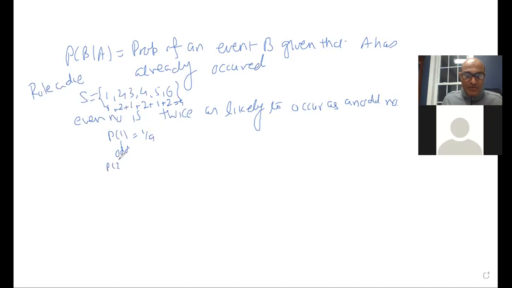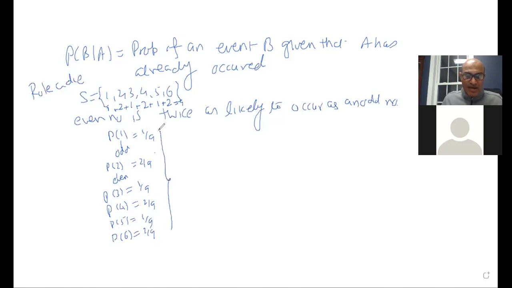Same way, probability of 2 is an even number, so naturally that is equal to 2 over 9. Probability of 3 is again 1 over 9 because it is an odd number. Probability of 4, an even number, is again 2 over 9. Probability of 5 is again 1 over 9 because it is odd. Probability of 6, an even number, is again 2 over 9.